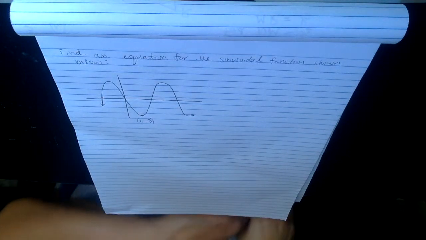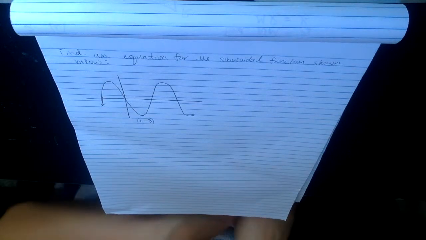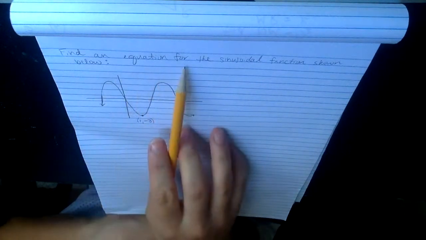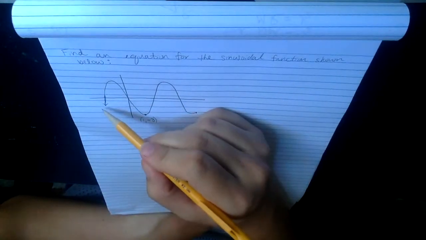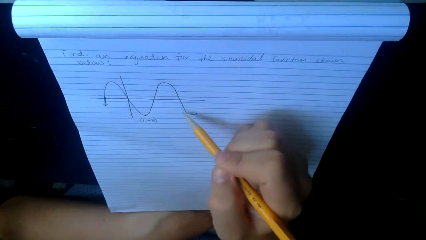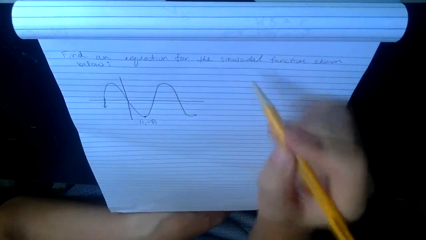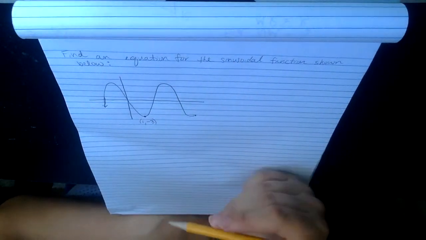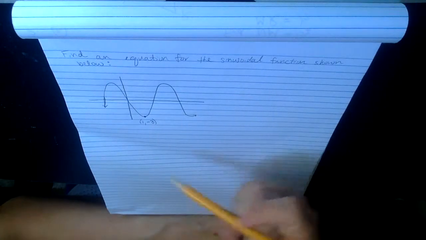Okay, as promised, this is an example of a problem like numbers 1 and 11 on the August 29th homework. So the question says, find an equation for the sinusoidal function shown below. Okay, so we've got this nice sinusoidal function. When I say sinusoidal function, what I mean is something shaped like sine or cosine. So this nice wave.